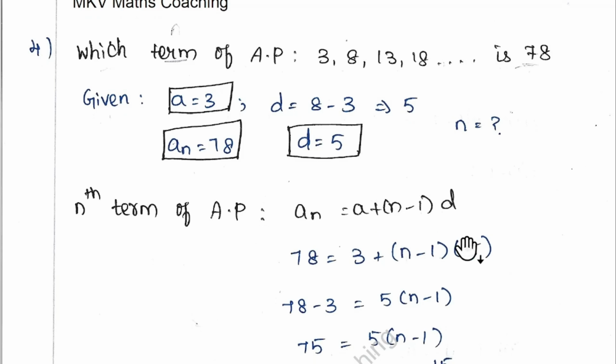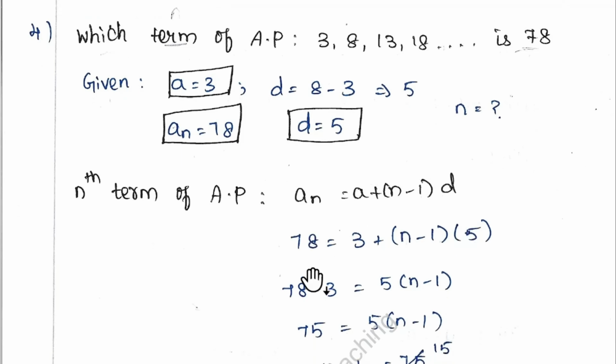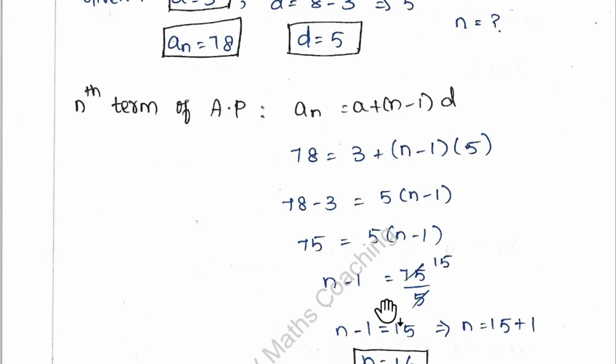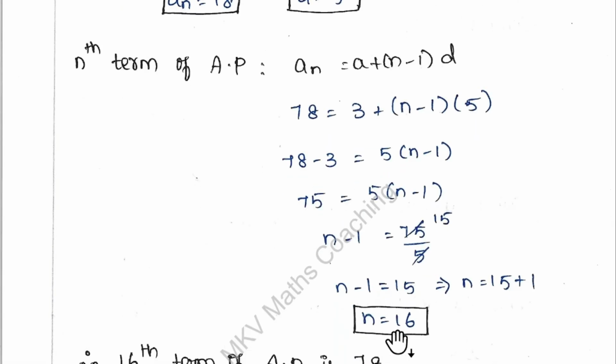So, in the nth term of AP formula, you just substitute it. An is 78, A is 3, n you keep as it is, D is 5. Now send this 3 to that side: 78 minus 3 will give you 75. 5 is in multiplication, so send that to the LHS and it becomes division. If you divide, you get n minus 1 as 15, so n equals 16.